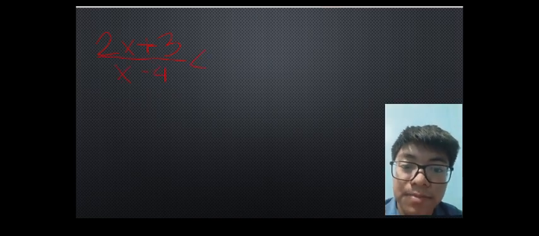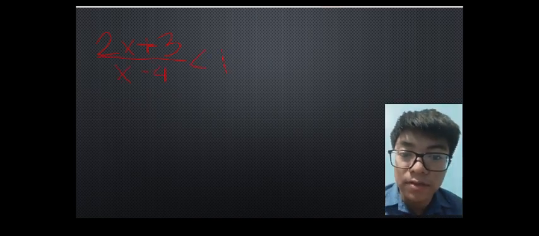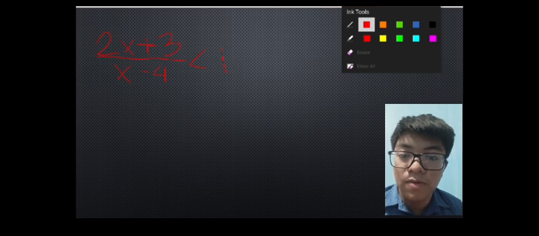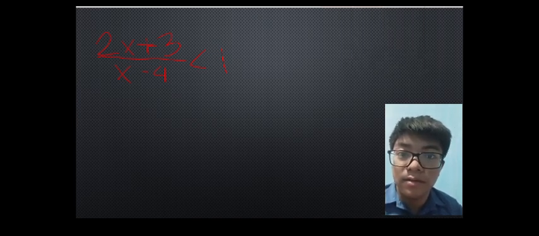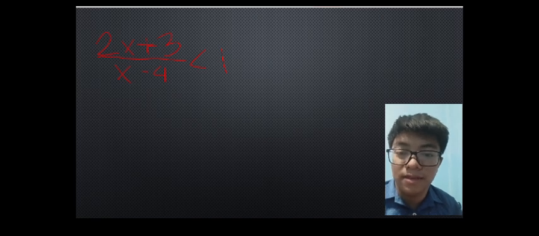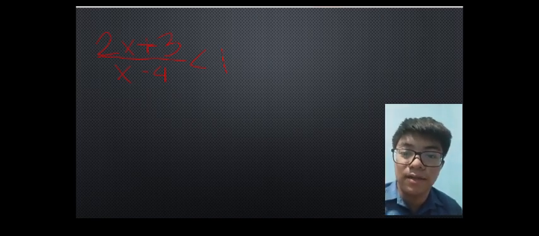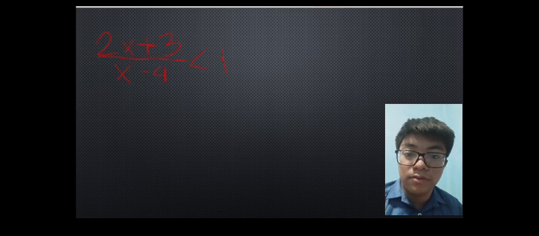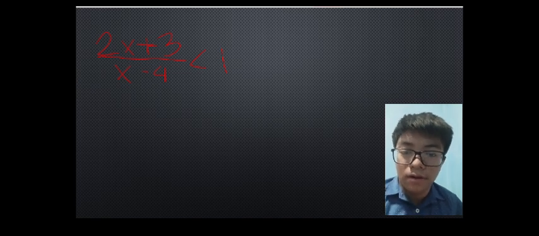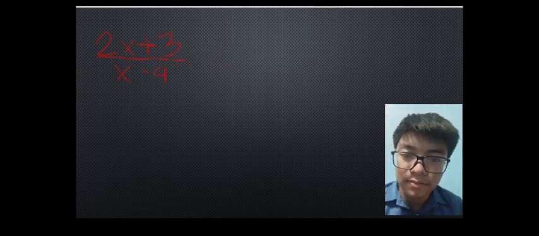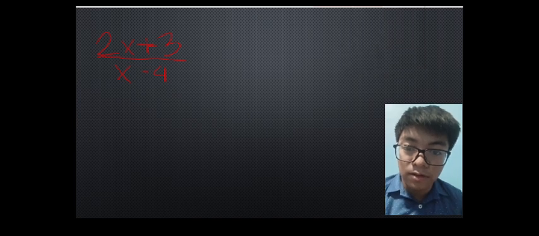So 2x plus 3 over x minus 4 is less than 1. If it's only less than or greater than, they are all excluded. Okay? But if it's with the equal sign like greater than or equal to, it can be excluded or included.